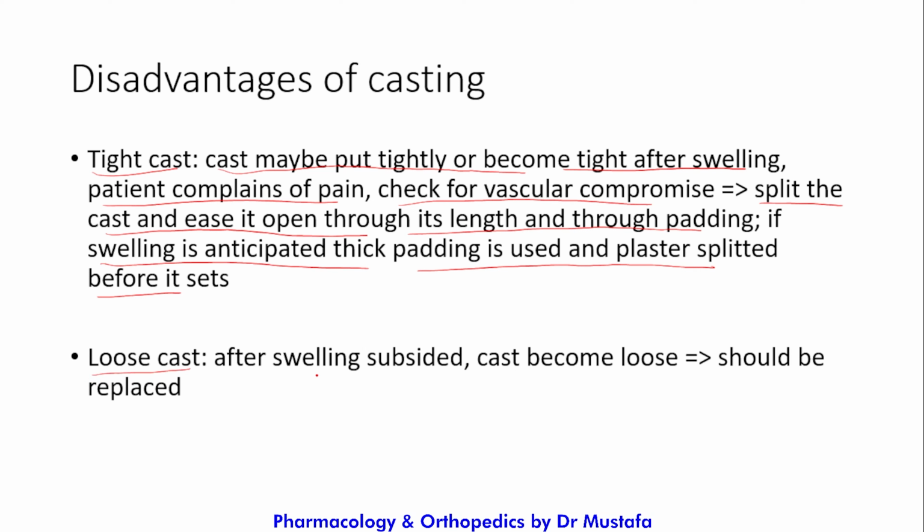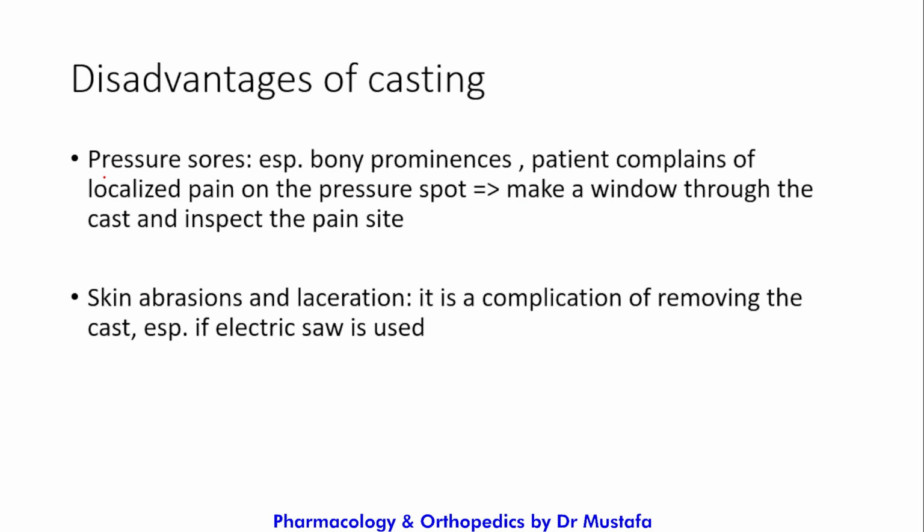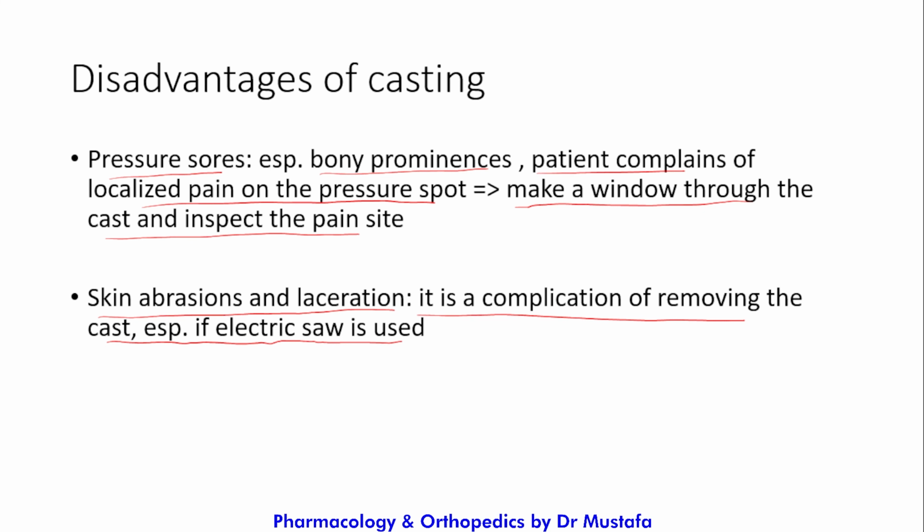Loose casts: after swelling subsides, the cast becomes loose and thus should be replaced. Pressure sores are a classic disadvantage, especially over the bony prominences. The patient complains of localized pain at the pressure spot, and you make a window through the cast and inspect the pain site. Skin abrasions and lacerations are a complication of removing the cast, especially if the electric saw is used.